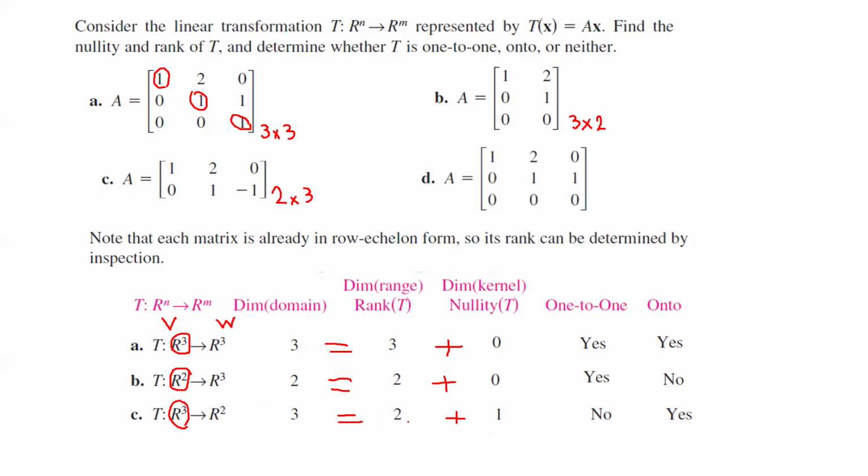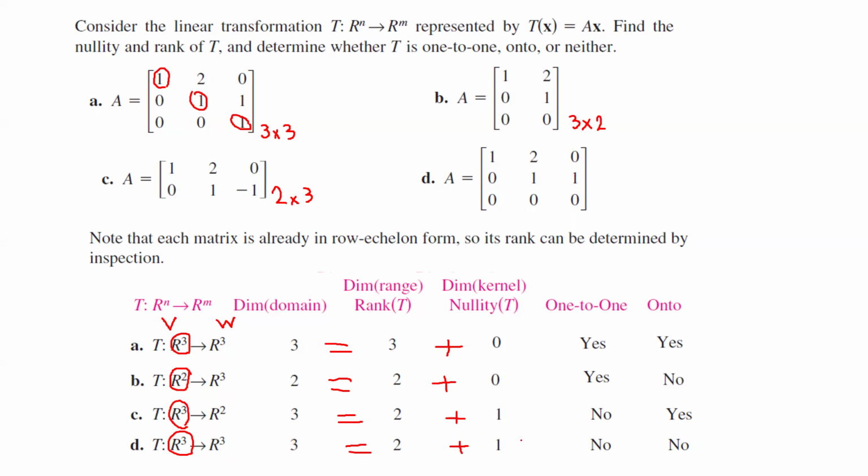So since these two numbers are the same, you're going to say that it is onto. And finally, take a look at this 3 by 3 matrix. This matrix maps the space to the space itself. What is the dimension of the domain? It is obviously 3. You have 2 non-zero rows. So the dimension of the range or rank of T is equal to 2. You can easily calculate the nullity, which becomes 1. 2 plus 1 must equal 3.